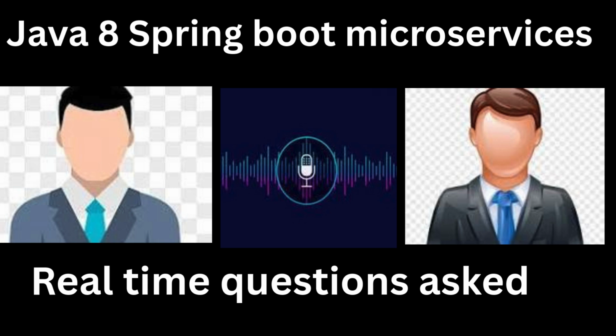At the rate of Component is a stereotype annotation. It is used to mark a class as a Spring bean. It is applied to the class that you want Spring to manage. That is the annotation.